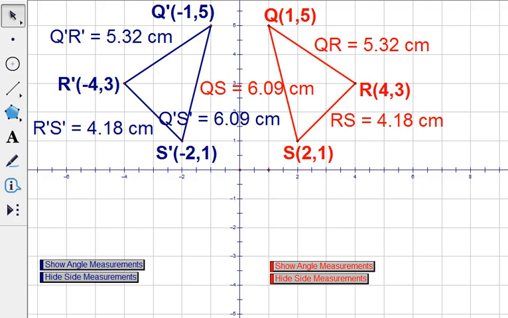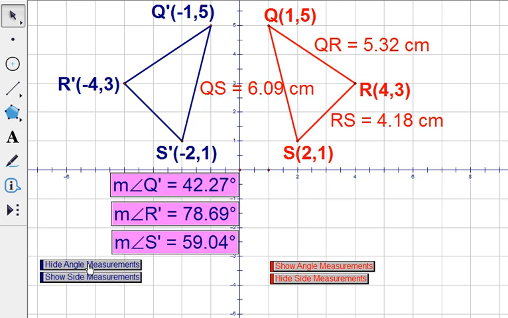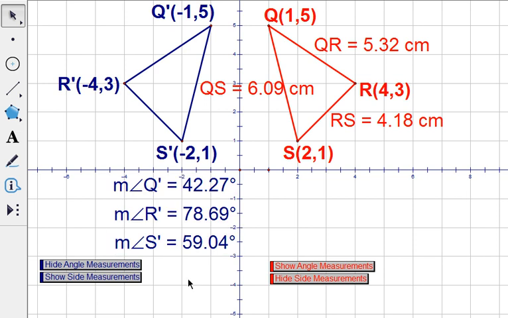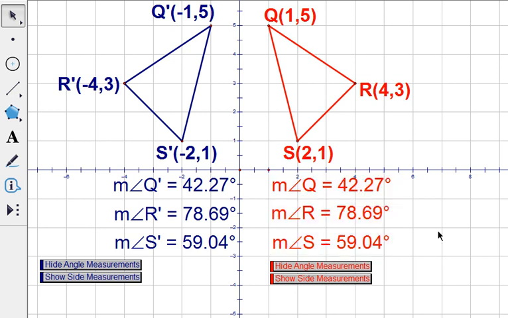Now I need to look at the angles. The corresponding angles also have to be congruent. I'm going to hide the sides for the time being, and now I'm going to show the measures of the angles. Have all 3 angle measures there for triangle Q prime, R prime, S prime. Hide the sides for this one. Show all my angles. And when I look at this, I notice that angle Q prime and angle Q equal in measure, therefore they're congruent. Same thing's going to happen with angle R and R prime and angle S and S prime.